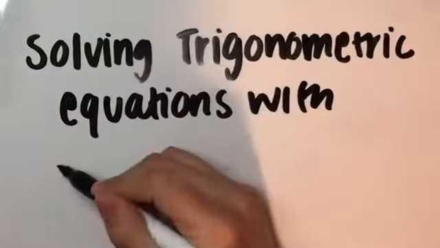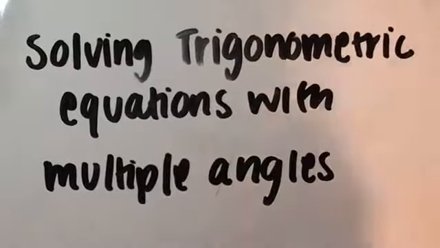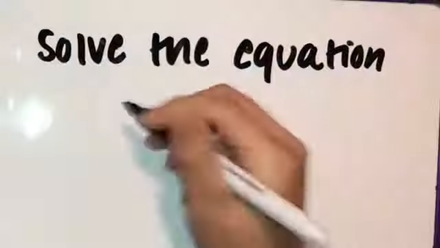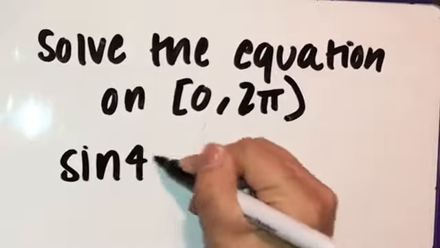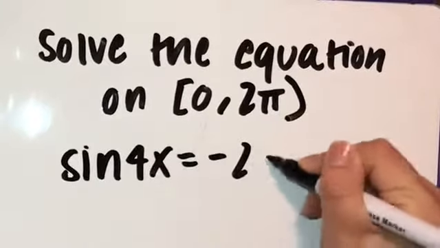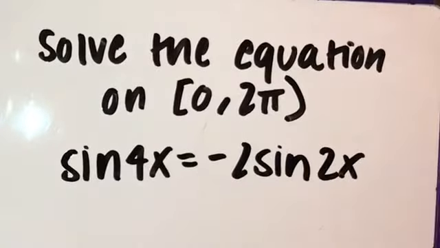In today's lesson, we will be solving a trigonometric equation with multiple angles. Let's solve the equation on the interval 0 to 2 pi. The equation is sine 4x equals negative 2 times sine 2x.